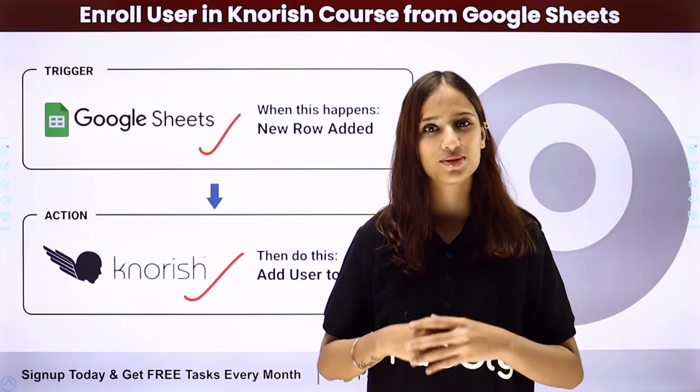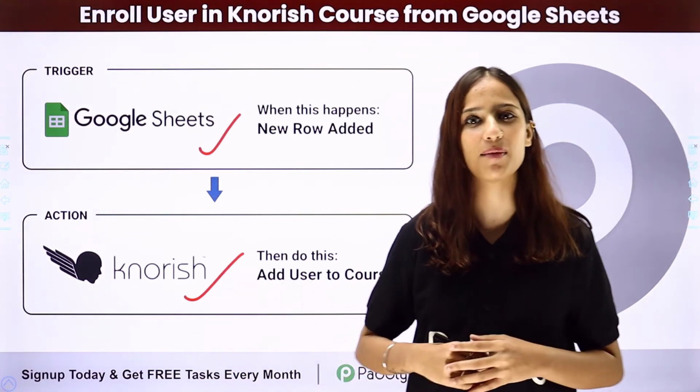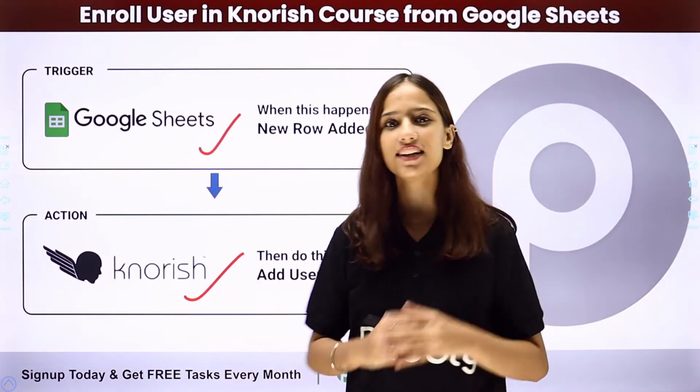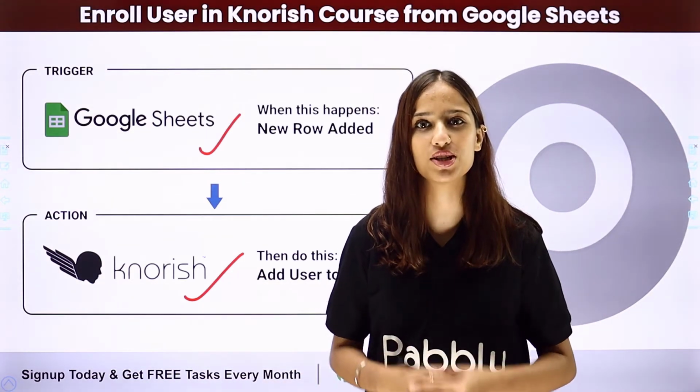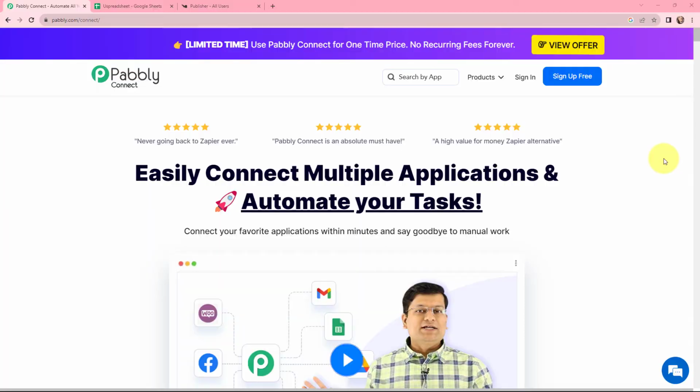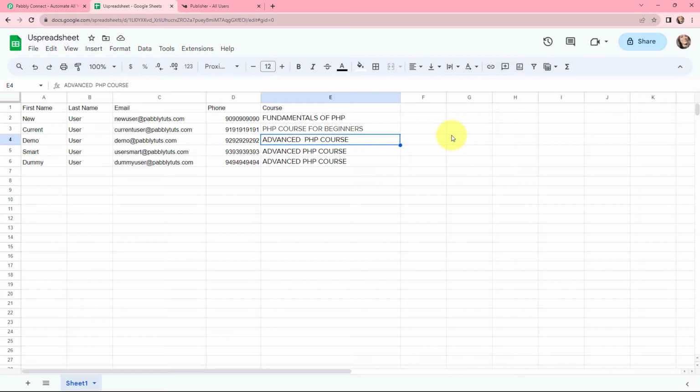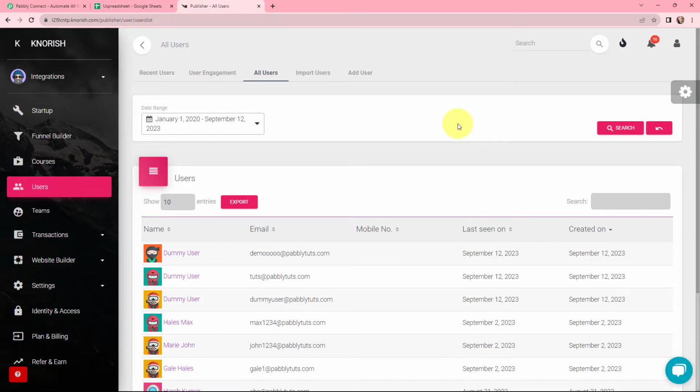For that we will be using Pabbly Connect, where our trigger application will be Google Sheets and our action application will be Knorish. So to learn how we set up this automation, follow me through the screen. In this video we will learn how to enroll user in Knorish Course from Google Sheets. So here the objective is, whenever data is added in a new row, then automatically with the received details, you want to enroll a user in a specific course in Knorish.